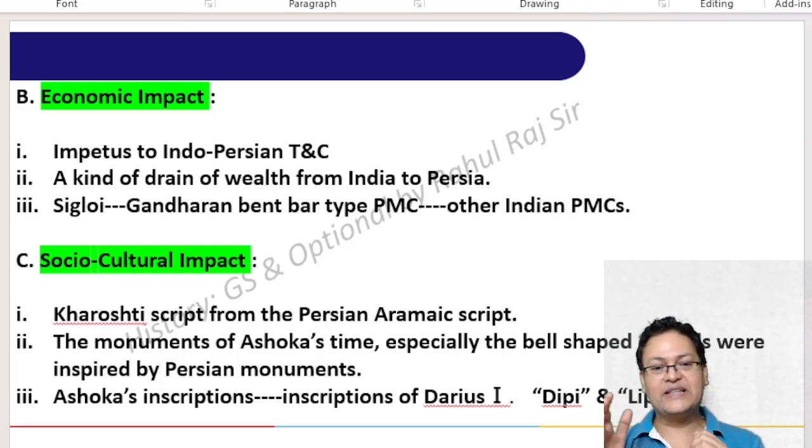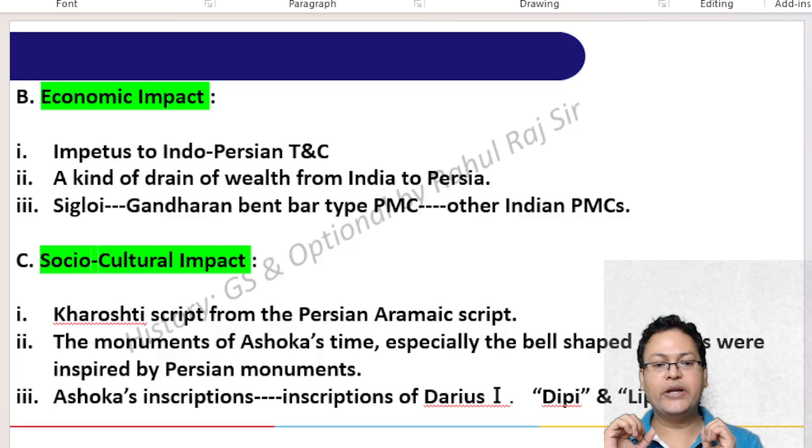It gave an impetus to Indo-Persian trade and commerce. Right, very simple. Second is, it was a kind of drain of wealth from India to Persia. How? Because we have discussed earlier that 1/3 of the entire revenue collected came from the Indian satrapy. So money from India went to Persia. Okay, so kind of drain of wealth.